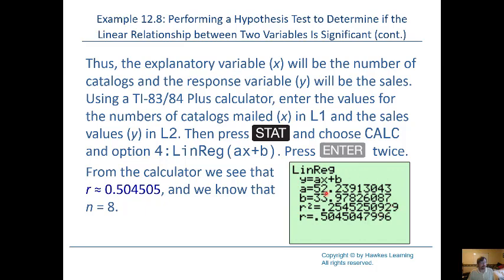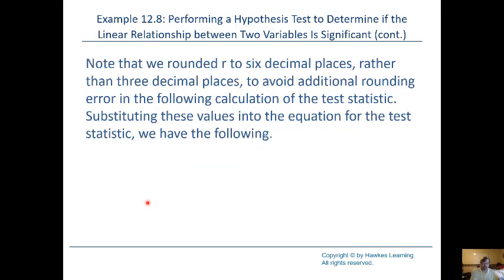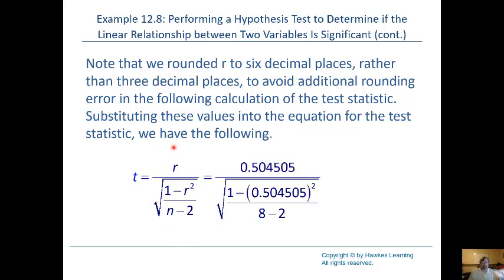So if we enter this into the calculator and hit enter a couple of times, we get this. What we have is 0.504505. I'm going to stop there. 8 samples. So our correlation coefficient is 0.504505. Again, they've kept extra decimal places to avoid rounding error in this next calculation. We want the t-statistic. We're using this formula again. We've got our correlation coefficient and number of samples, and we get 1.431.